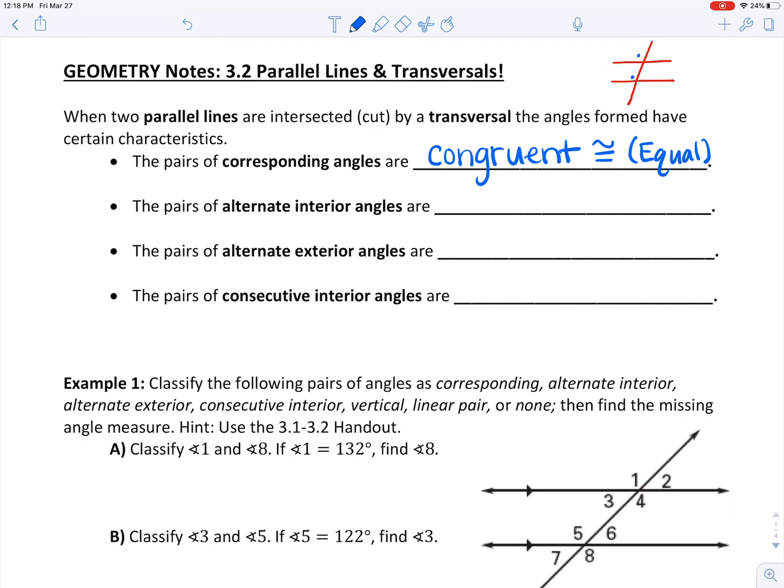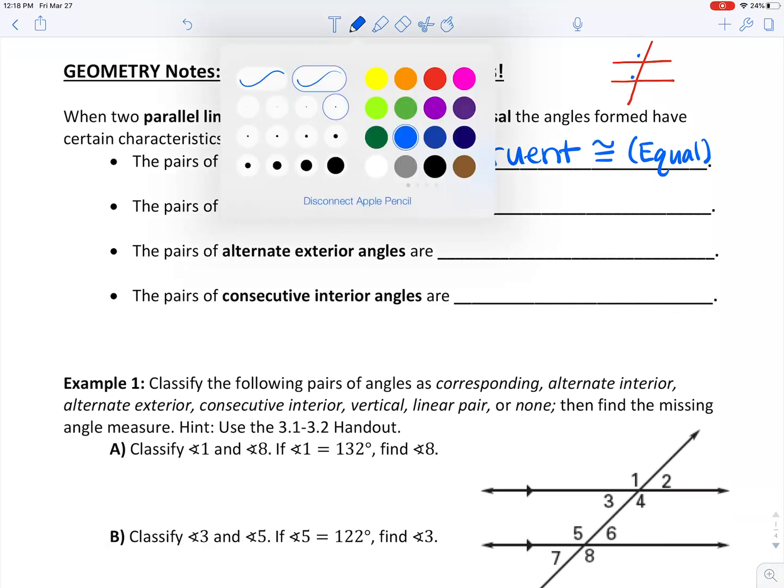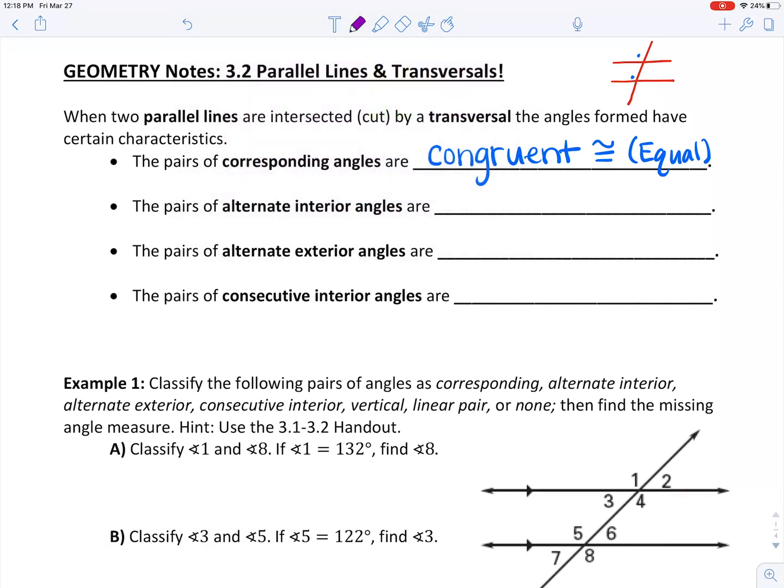Okay, what if we have a pair of alternate interior angles? So this would be an example of alternate interior. They're on opposite sides of the transversal and inside the set of parallel lines. Well, alternate interior angles also will be congruent if the lines are parallel.